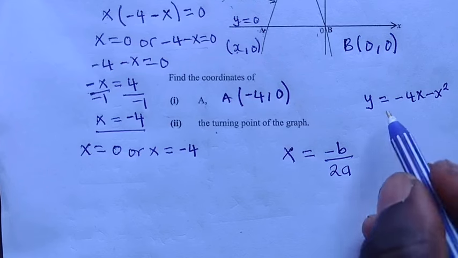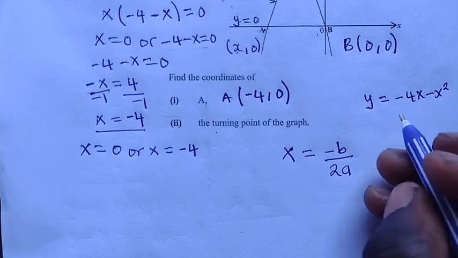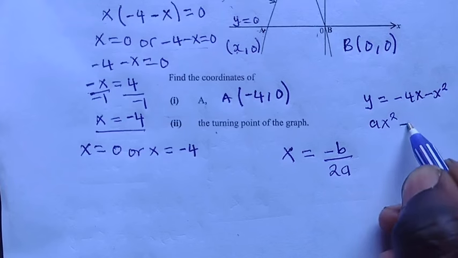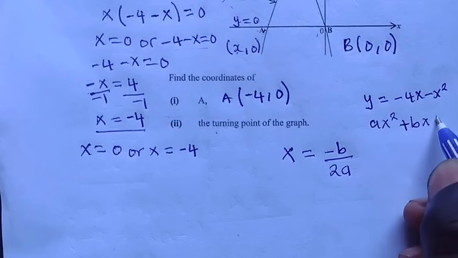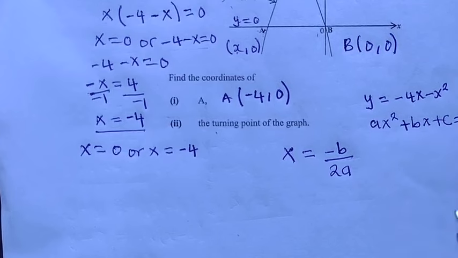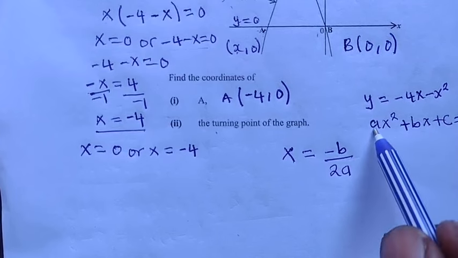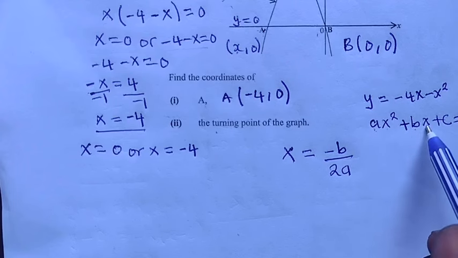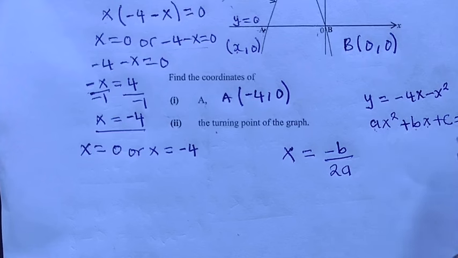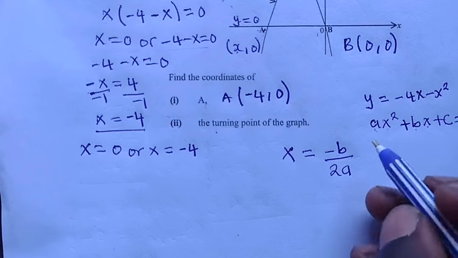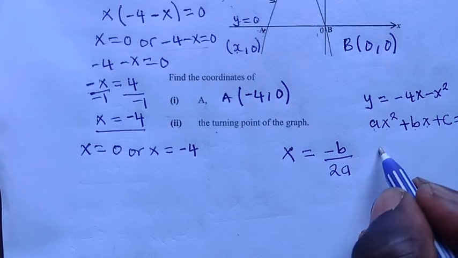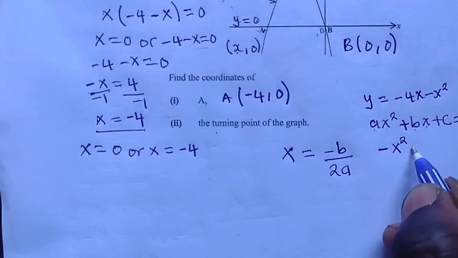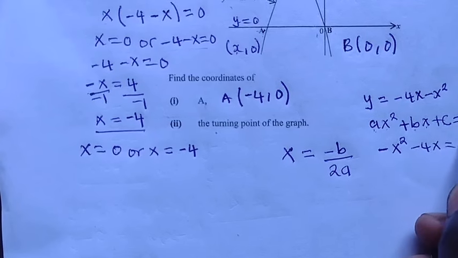Now from here, once you compare it to the general quadratic function, which is ax squared plus bx plus c equal to 0, you can see that a represents the coefficient of x squared, b represents the coefficient of x, c represents the constant value. So from here, you can rewrite our equation in this way: negative x squared minus 4x equal to 0.